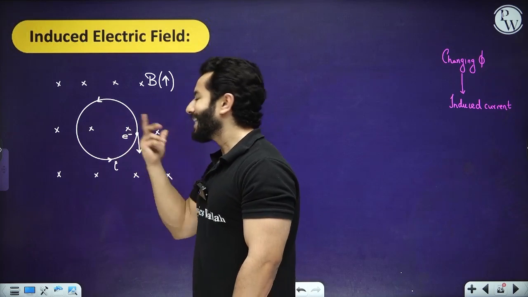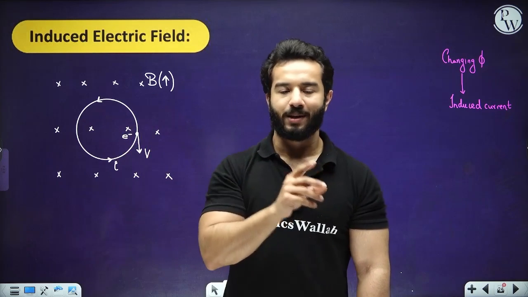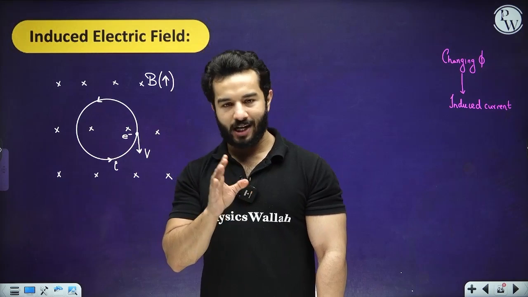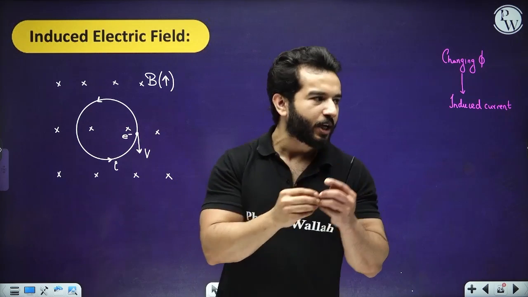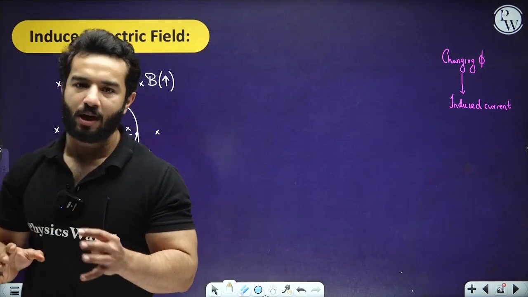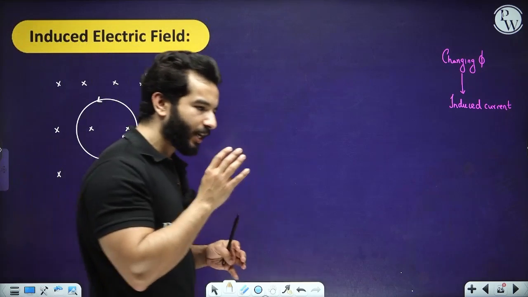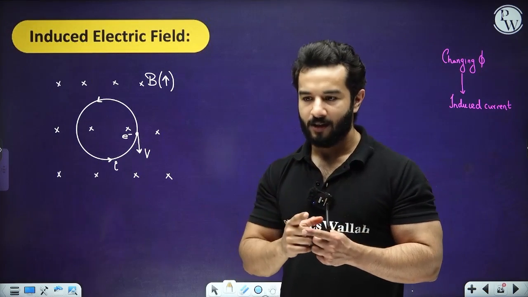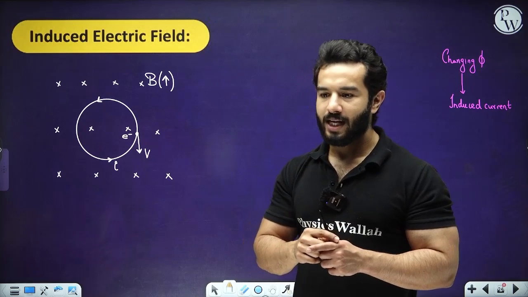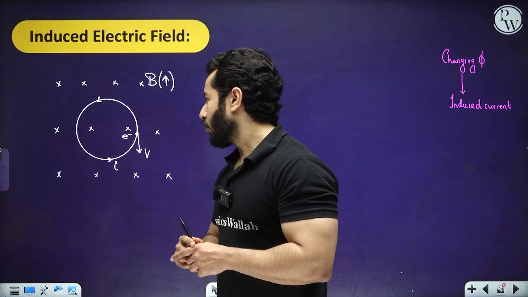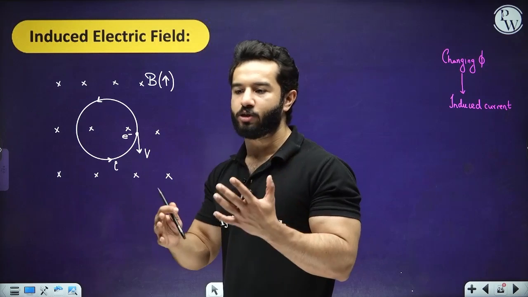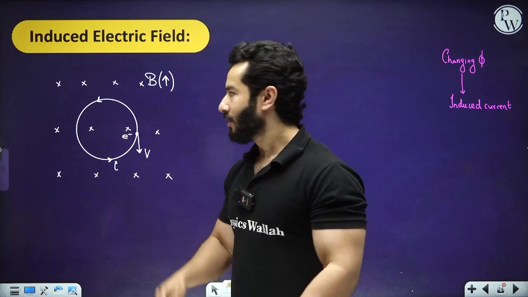So what is making these electrons move in the first place? The answer is induced electric field, right? To get the feel of this particular thing is a little difficult, but that's how it is. Induced electric field is actually produced when we have got a change in magnetic field. So over here, even if there is no loop, if magnetic field is changing, there is induced electric field, even if there is no loop.